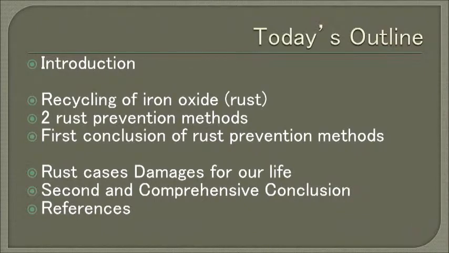This is the outline. Firstly, I will talk about the quality of rust prevention methods. I will talk about two rust prevention methods. In the second part, I will talk about problems brought by rust. I will give examples and introduce the reasons for needing methods of preventing rust.